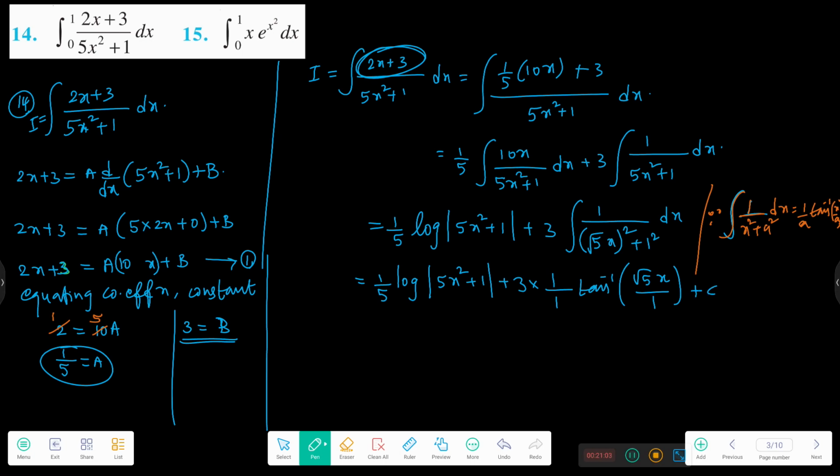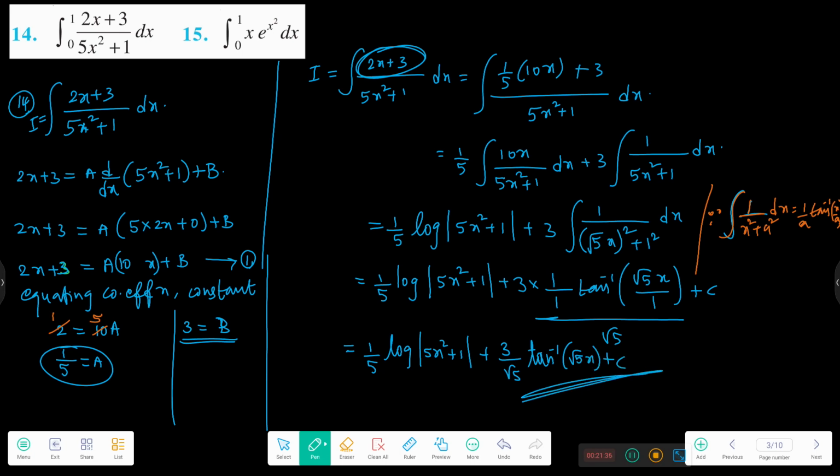Whatever coefficient of x we have, you have to divide. What is the coefficient of x? Root 5. So the whole divided by root 5 you have to mention. So how will you be getting then? 1 by 5 log of 5x square plus 1 plus 3 divided by root 5 into tan inverse of root 5x plus c. That's it. Is that our required answer?